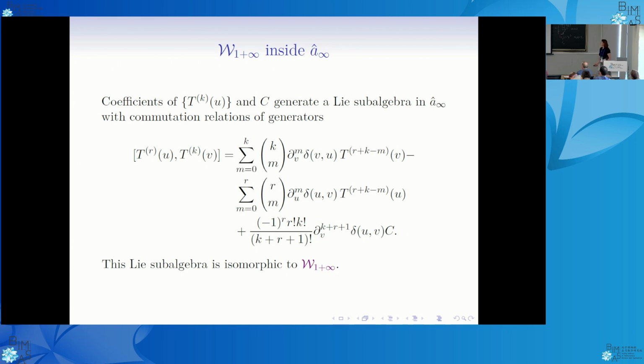And then the commutation relations in A infinity hat in terms of formal distributions immediately give us commutation relations for these new formal distributions. The immediate benefit of this language is that commutation tells us that we again get formal distributions of the same kind. And that means that the coefficients of these formal distributions generate a closed Lie subalgebra in A infinity hat. And actually, this Lie subalgebra is going to be again W1 plus infinity.